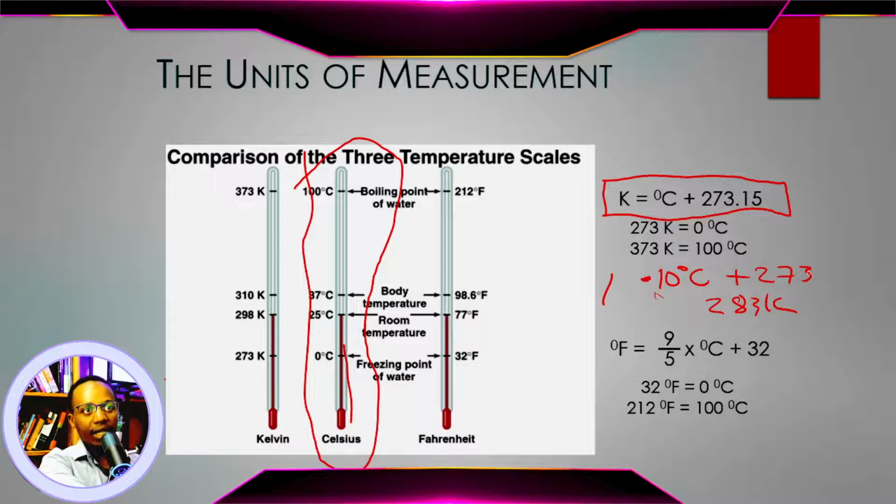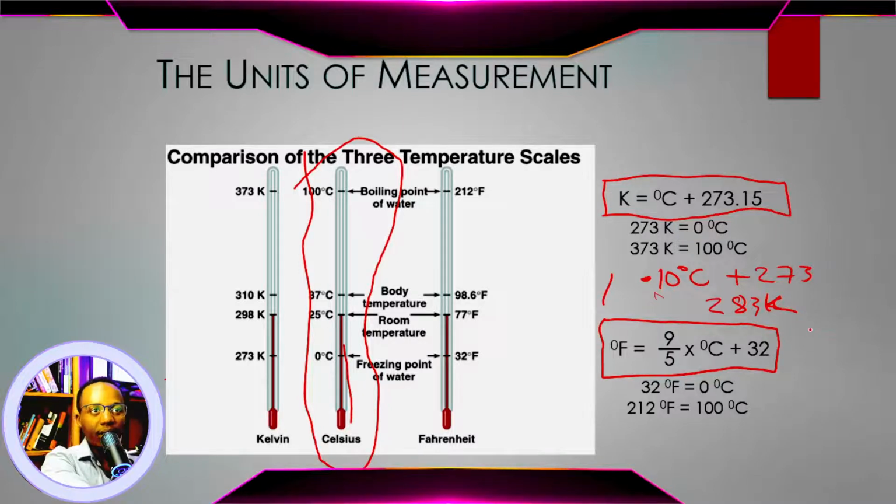That's how easy it is. You just add 273 on your calculator. Now, Fahrenheit is a bit different, but it's still okay. If I give you degrees Celsius, all you gotta do is multiply by 9/5 plus 32 to get Fahrenheit, right?